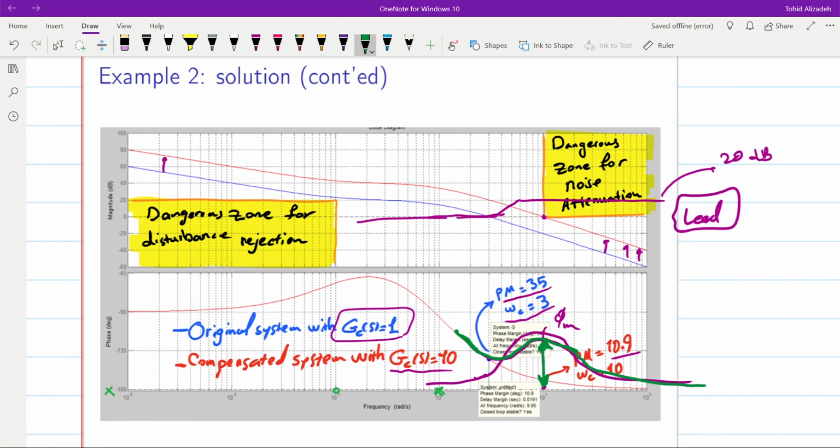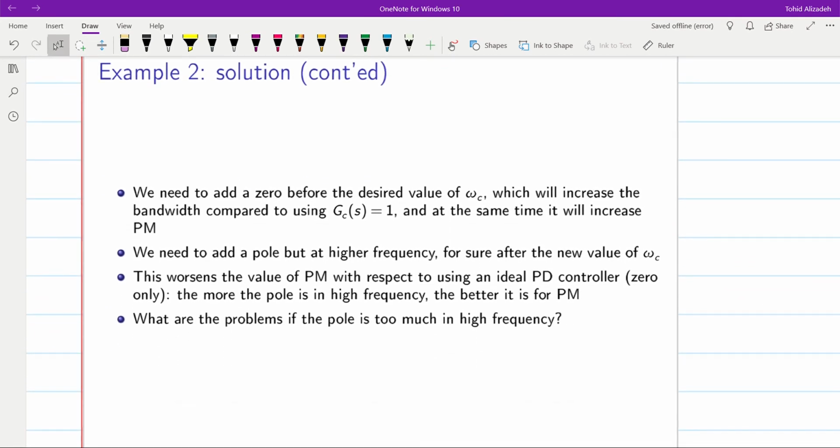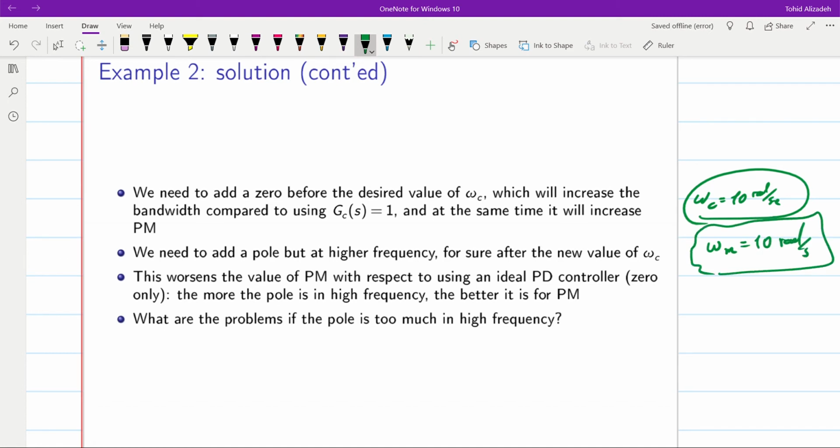Okay, so therefore we are going to design a lead compensator. For the lead compensator, we will check the desired crossover frequency. For this example, the desired crossover frequency is already determined and it will be equal to 10. So omega c, which is desired, is 10 radian per second. And we will use the same frequency for omega m of the lead compensator. So omega m will also be equal to 10.